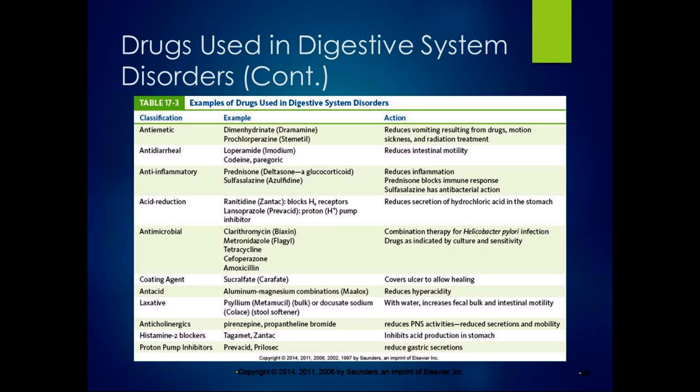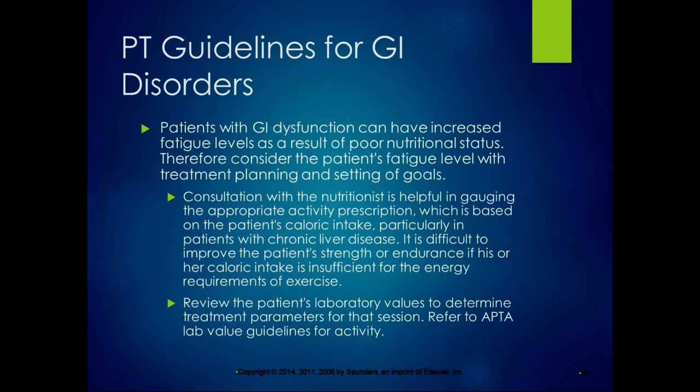So there's the table from the book with a lot of different classes of drugs that are used in digestive disorders, and it talks about examples of them and their actions. We're not going to go into detail on those, but just being aware of them and knowing that lots of different things are used to treat digestive disorders.